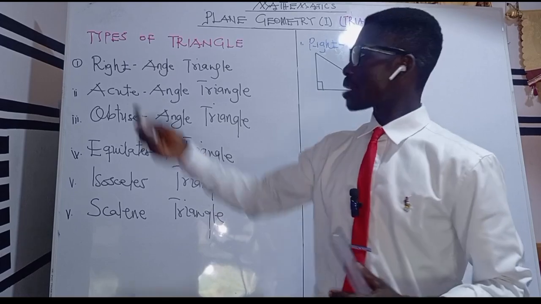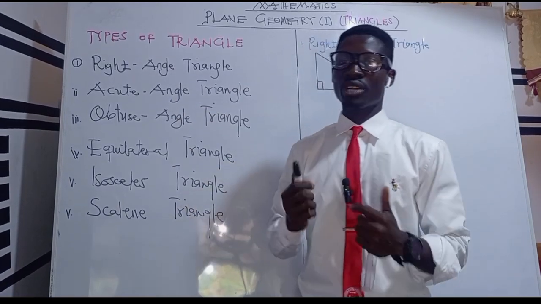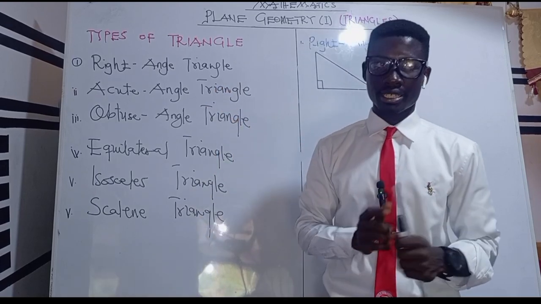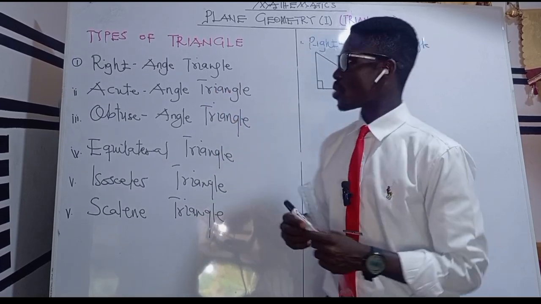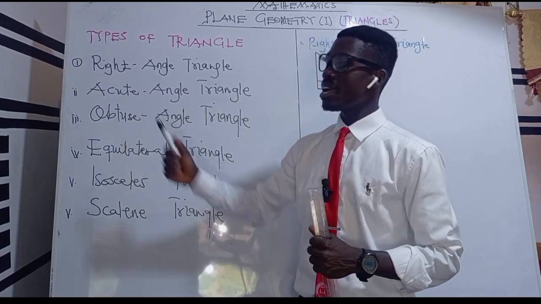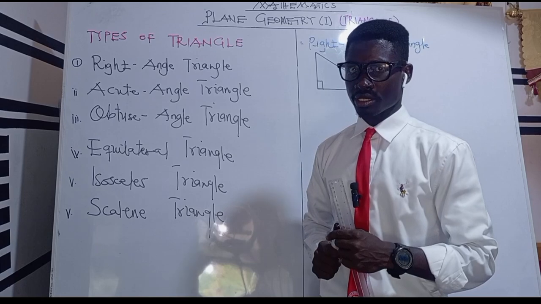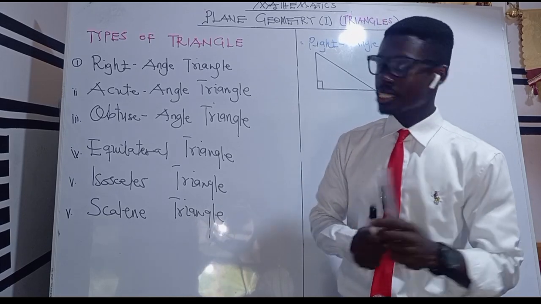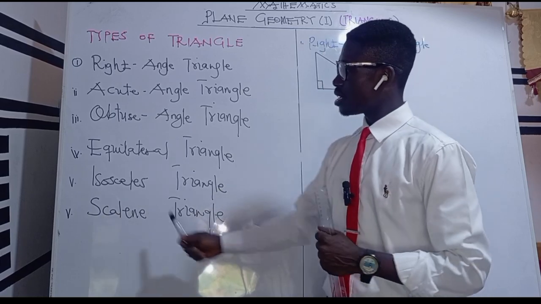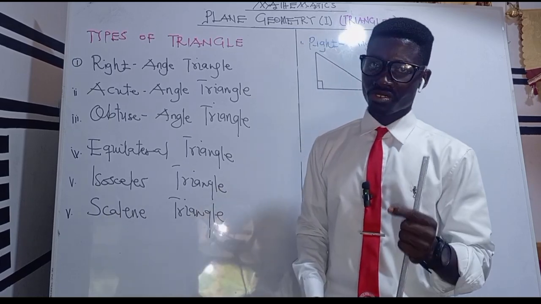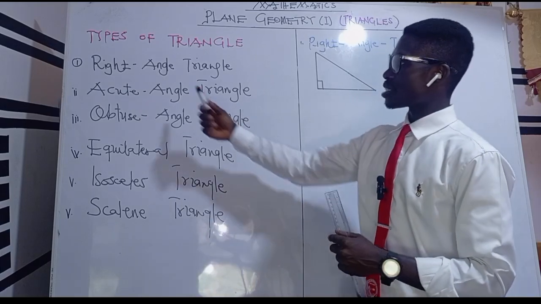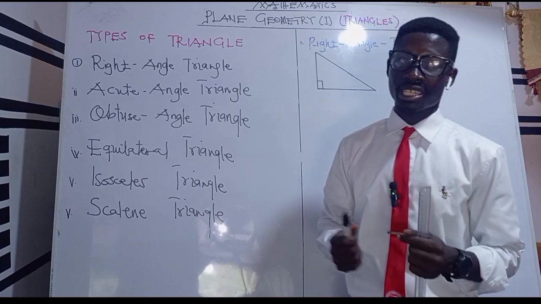So we are looking at the types of triangles. Now, triangles have been classified by their angle and by their side. By their angle, we have the right angle triangle, the acute angle triangle, and the obtuse angle triangle. And by their sides, we have the equilateral triangle, isosceles triangle, and the scalene triangle. Is that clear? Good.